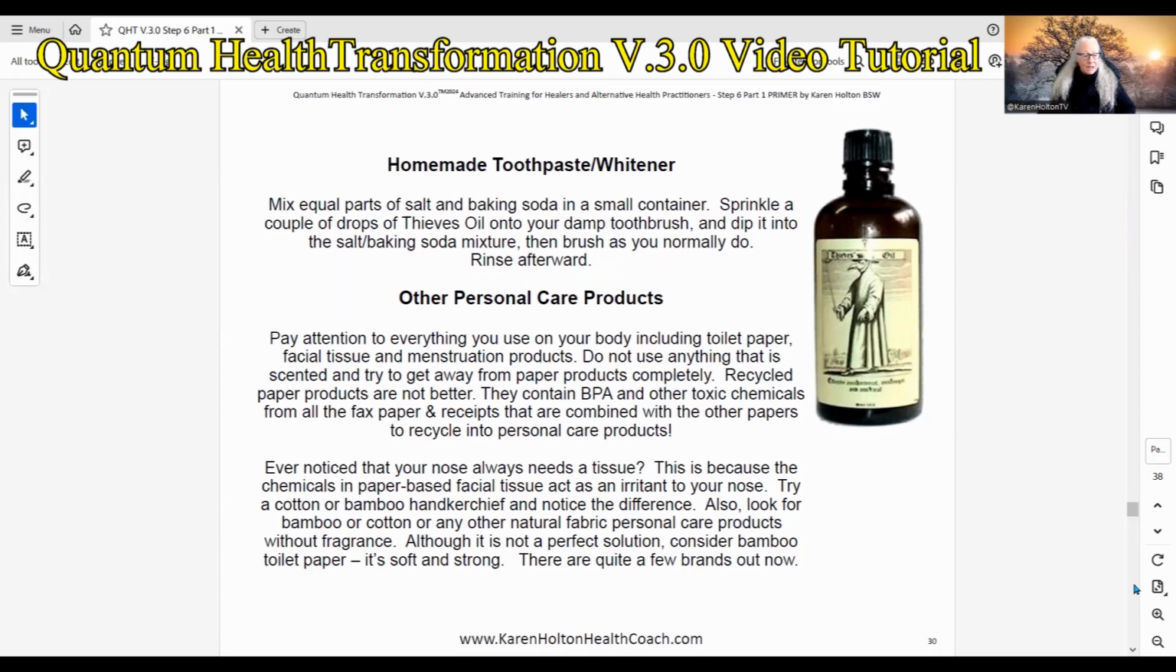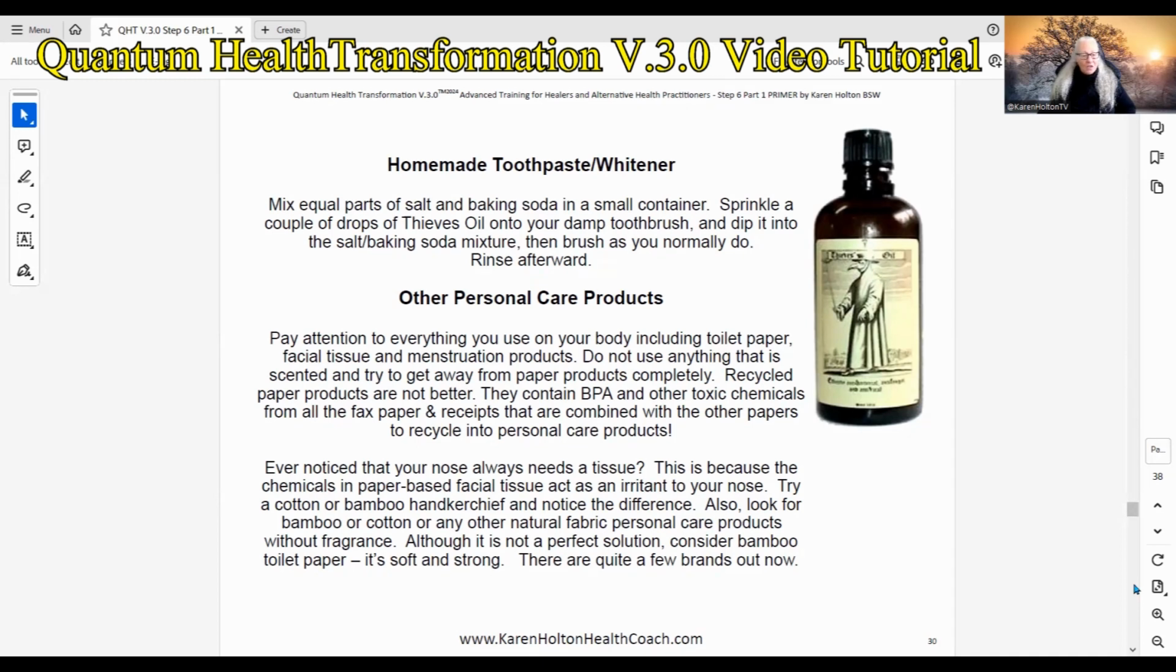And have you ever noticed that your nose always needs a tissue? This is because the chemicals in paper-based facial tissue act as an irritant to your nose. Try a cotton or bamboo handkerchief and notice the difference. Also, look for bamboo or cotton or any other natural fabric personal care products without fragrance.